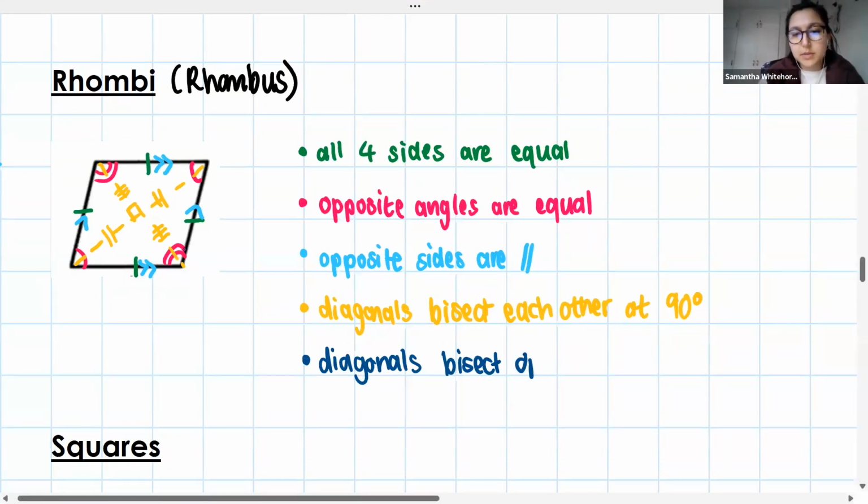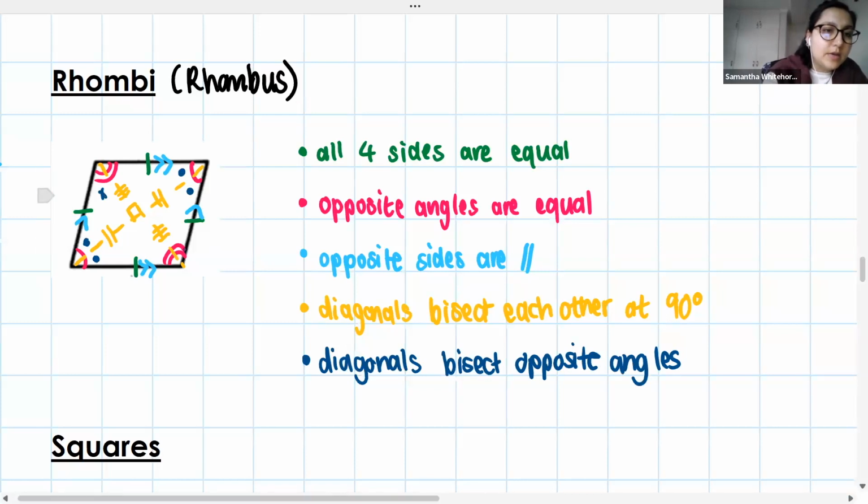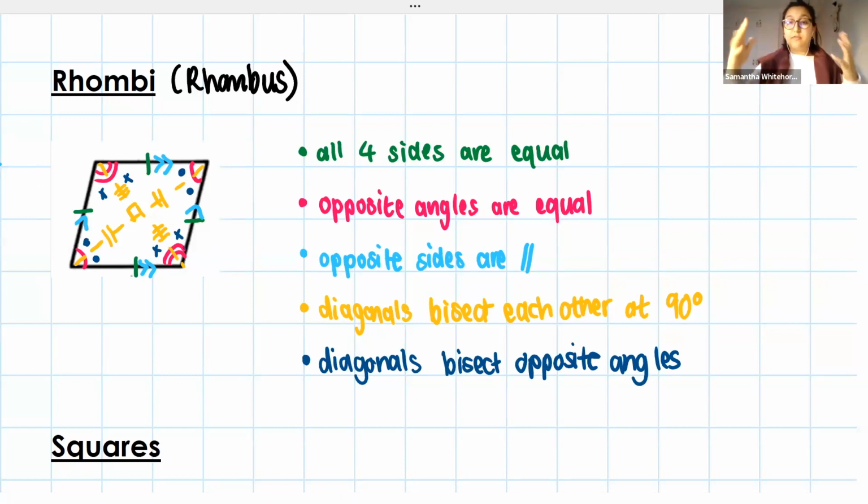Diagonals bisect opposite angles. And so similar to the kite situation that we had earlier, two angles would be equal to each other, and those angles would then be cut in half and be equal to each other. Okay, so hopefully what you can see is as we're starting to move down in our quads, we're starting to get more characteristics that are defining for that specific quadrilateral.